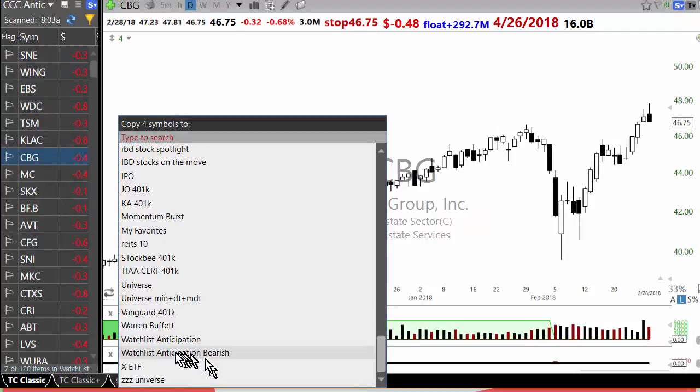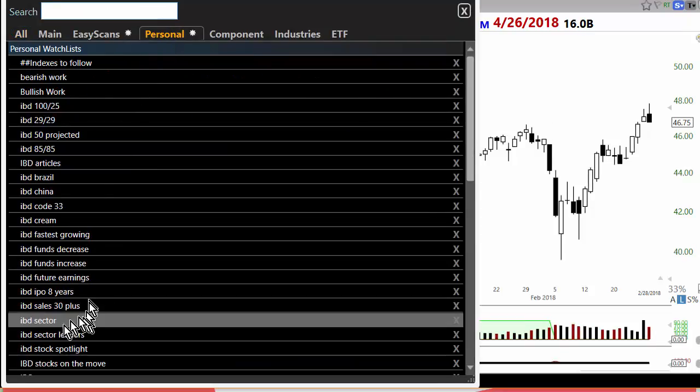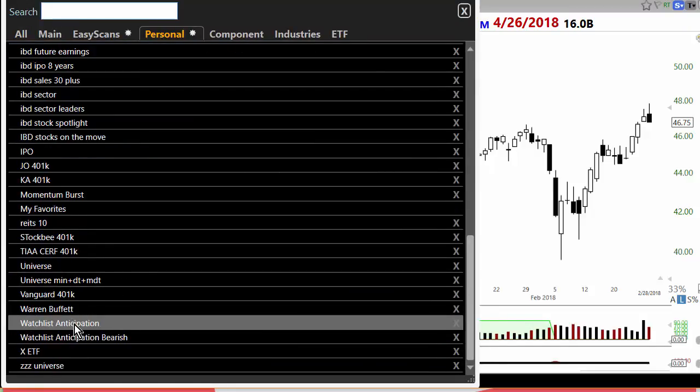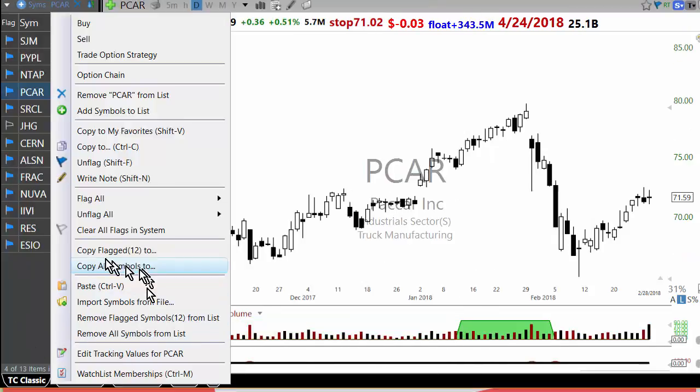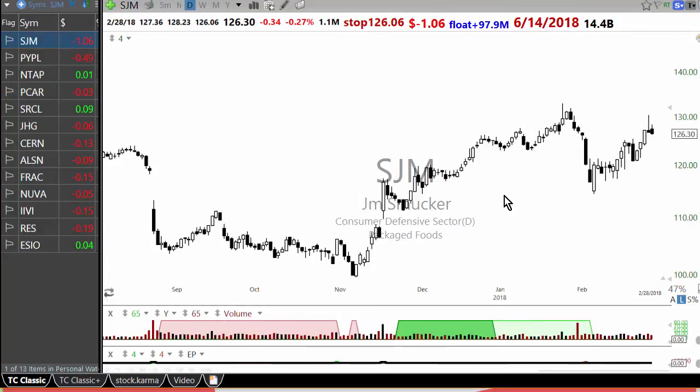So this again, we put it into the watch list anticipation. So now let's look at this watch list anticipation. Now doing this much work is just one part of the work, and now really comes the part where you start looking at them and start prioritizing.